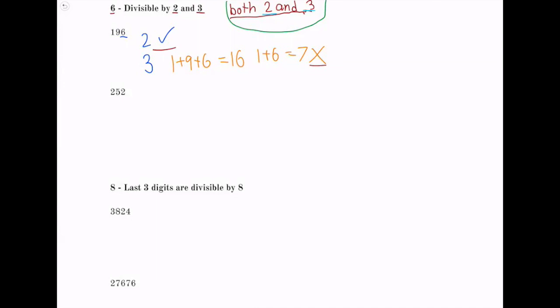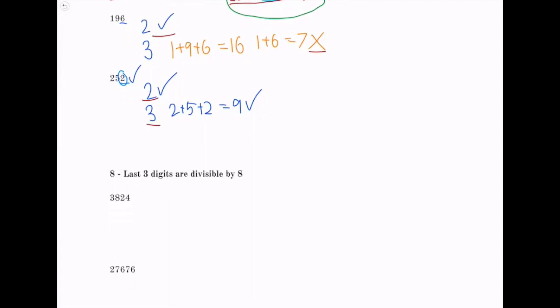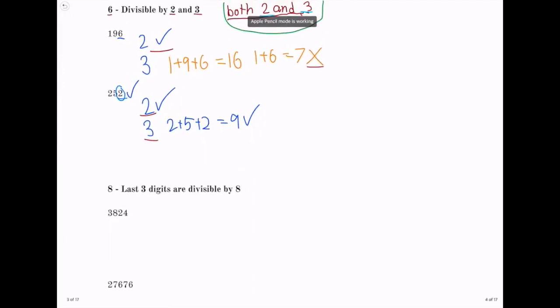Okay, now let's try 252. Of course it's even since we have a 2 at the end. Remember, if the last digit is 0, 2, 4, 6, or 8, it's an even number, or divisible by 2. So 252 is divisible by 2. And what about 3? 2 plus 5 plus 2 is 9, and 9 is divisible by 3. So that means it is divisible by 6, because it's divisible by both 2 and 3. Are there any questions on the divisibility trick for 6?